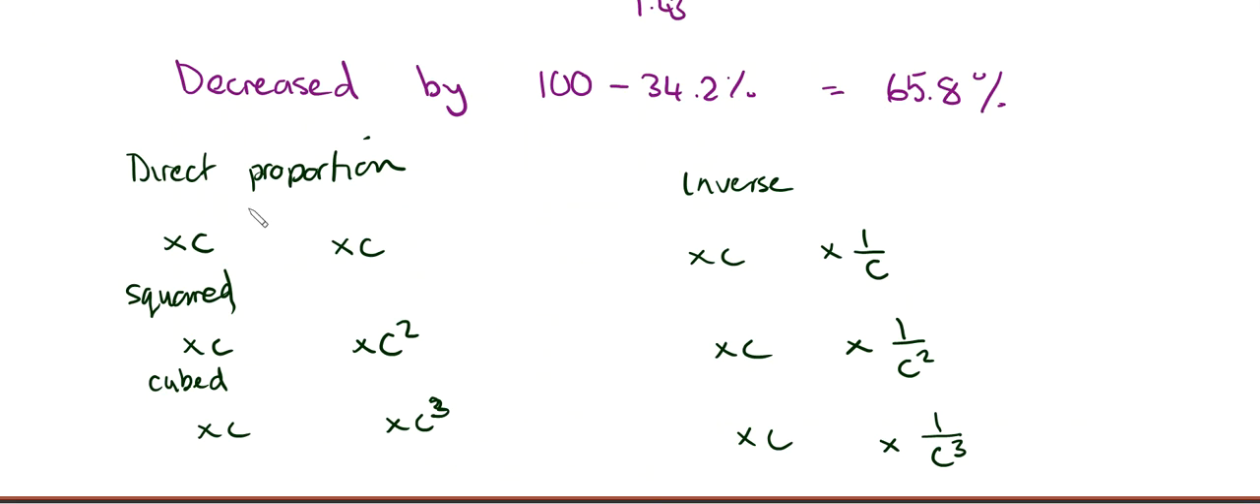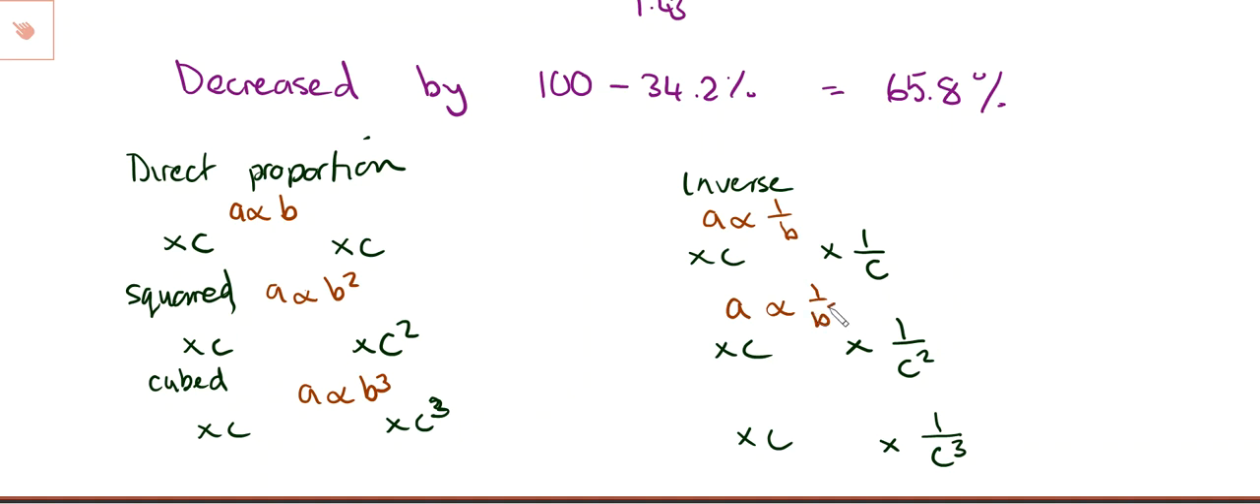All right, so if we just have A proportional to B, A proportional to B squared, A proportional to B cubed. Now this would be A is proportional to 1 over B, A is proportional to 1 over B squared, A is proportional to 1 over B cubed. Okay.